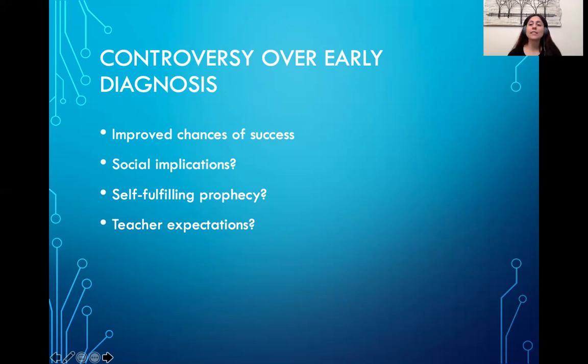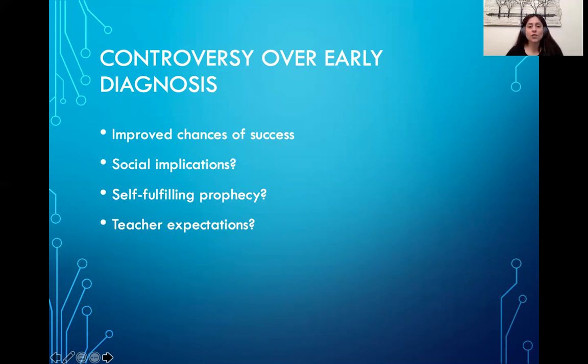Okay. And if it does turn out that the child has some kind of a learning disability or autism or something like that, they can receive the interventions that they need early on and be a little bit less likely to fall behind in the future. Nonetheless, there are some issues, right?